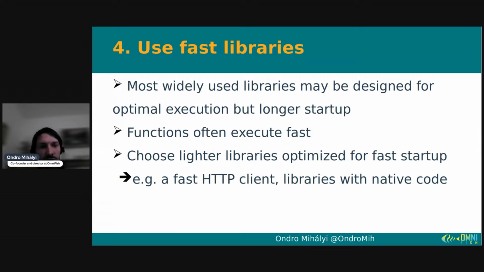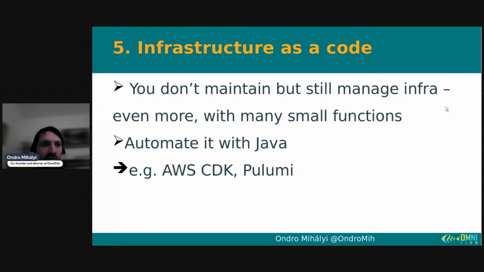Or some libraries are even optimized to not run in Java. They use native code. For example, AWS provides an HTTP client library that has Java bindings, but the actual implementation is in native code. So then it starts much faster and executes faster. So that's another way to consider if you really want to implement or optimize.